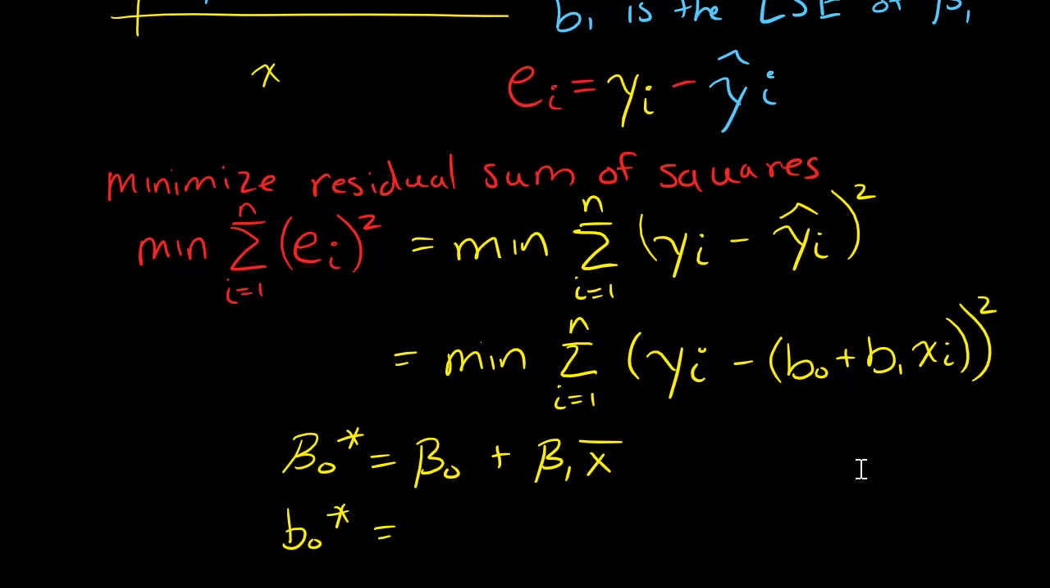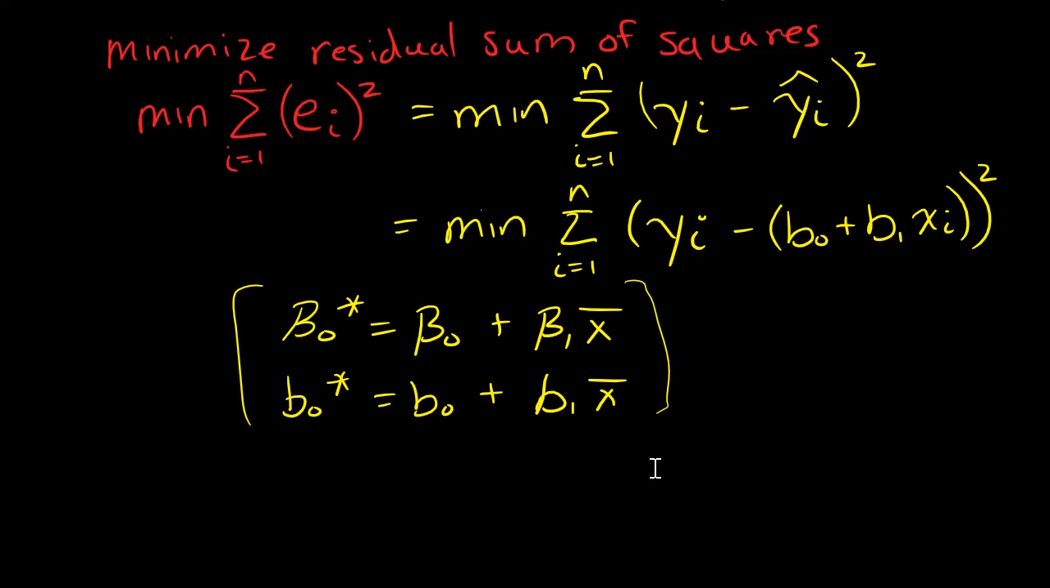Okay, so b star equals b0 plus b1 times x bar. This is our centered model formulation. Instead of having the different betas, we have y_i hat equals b0 star plus b1 times (x_i minus x bar). And so we're going to plug this in instead.